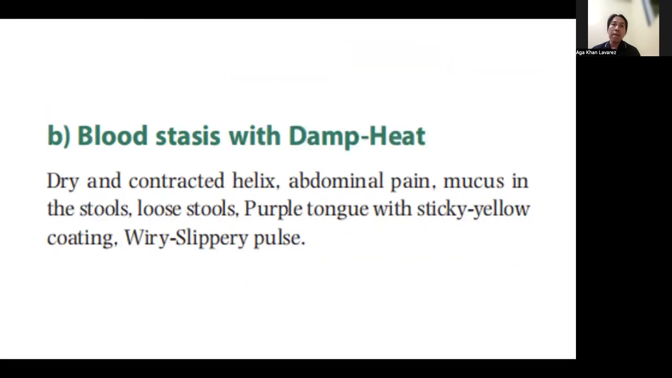Letter B, blood stasis with damp heat, dry and contracted helix. Abdominal pain, mucus in the stools, loose stools, purple tongue with sticky yellow coating, and the pulse is wiry and slippery.